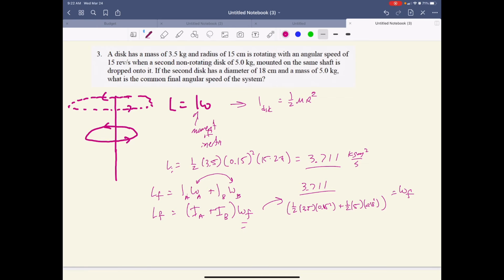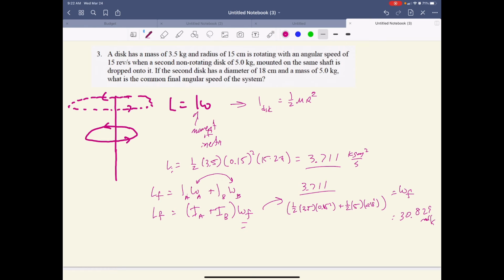When you calculate this all out, I suppose I can just crank it out real quick. So 0.15 squared times 3.5 times 0.5 equals, take that, add it to 0.5 times 5 times 0.18 squared. Take that to the -1 power, but multiply it by 3.711. And this omega is going to be 30.829 radians per second.